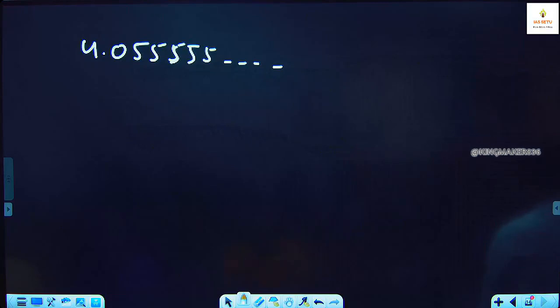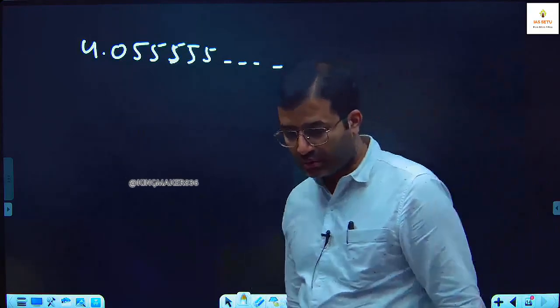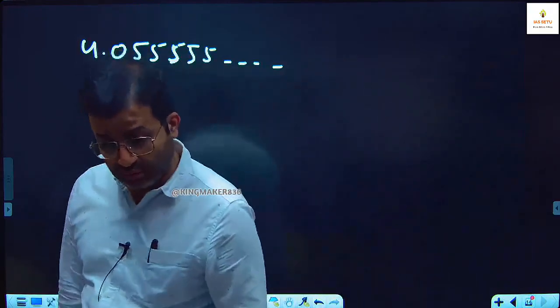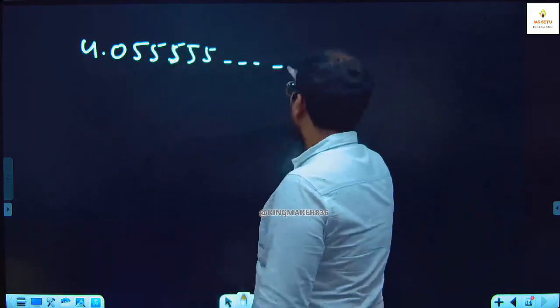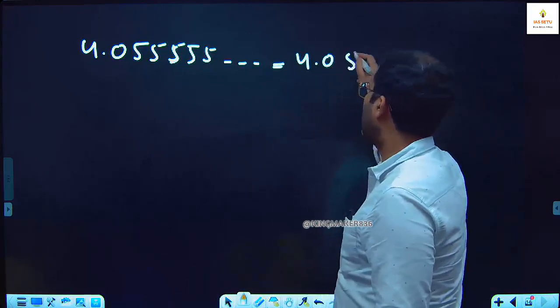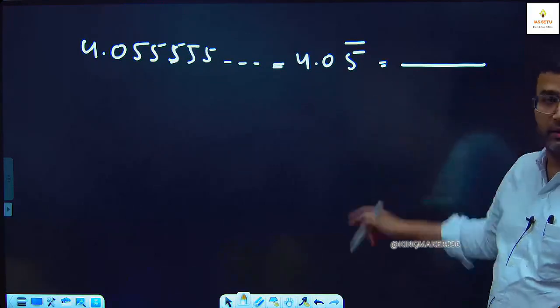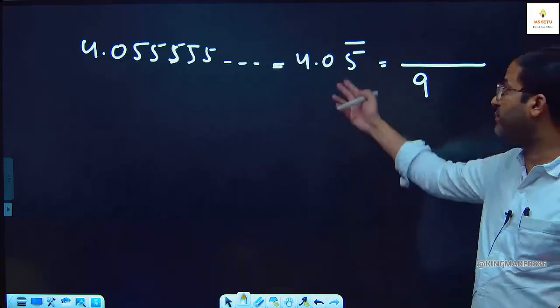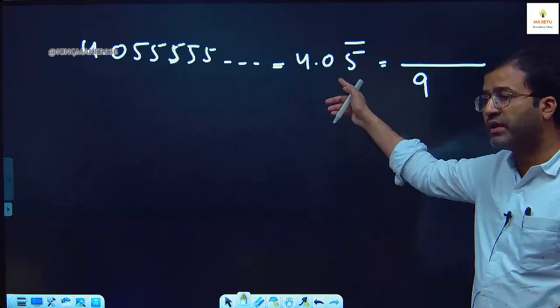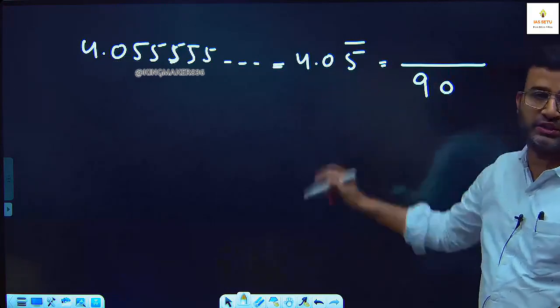$365, not 460. Now this is 4.0 bar on 5. How many digit number? 1. So how many 9? 1. Some students miss this 0. Between decimal and recurring part, is there any digit? 0 is a digit. You have to put 1 zero for this digit.